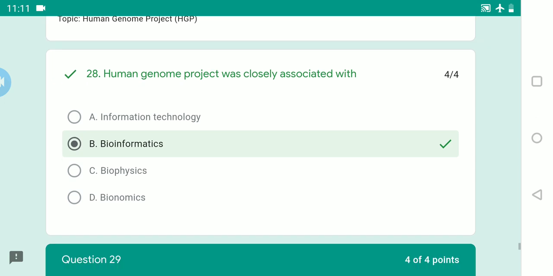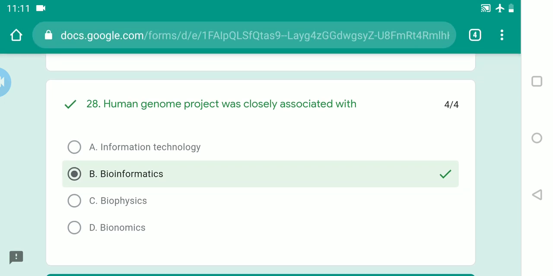This is also related to the HGP. The Human Genome Project was closely associated with bioinformatics. I told you it is related to bioinformatics. By using this technology, they store the data in supercomputers. The Human Genome Project is also known as a mega project, isn't it? So generally it is directly associated with bioinformatics.